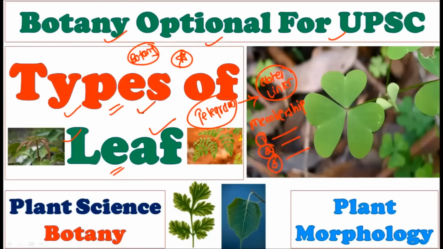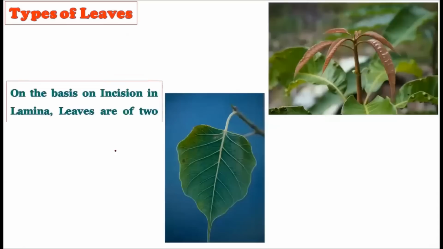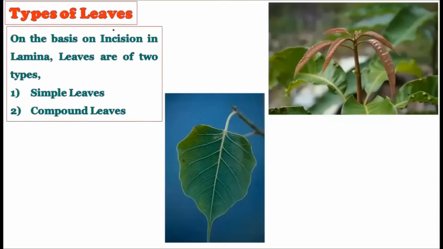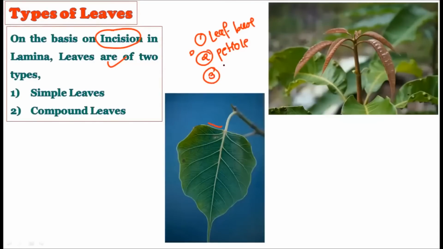So let us begin with the types of leaf. Now see, on the basis of the incision in the lamina, leaves are of two types. As you already know what lamina is, because leaves are made up of three parts, right? The very first part is the leaf base. Then the second part is called the petiole, and the third portion, the main photosynthetic portion, is called the lamina. All these three structures we have discussed in our previous video.